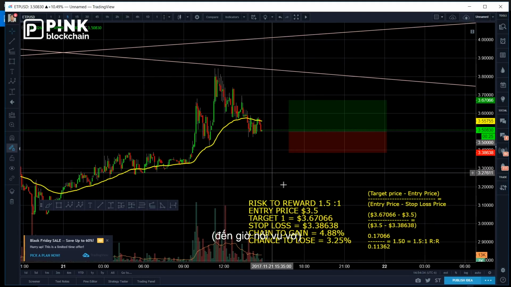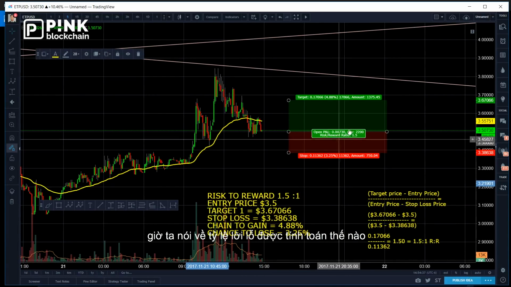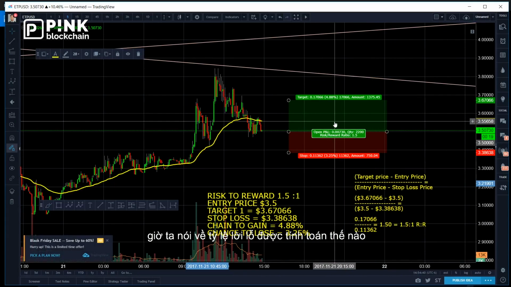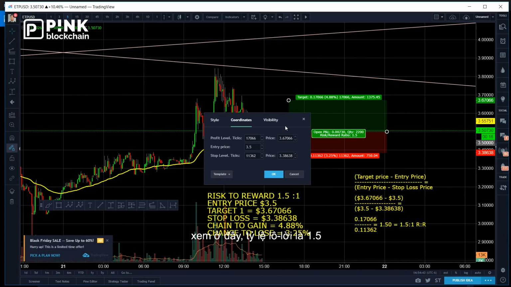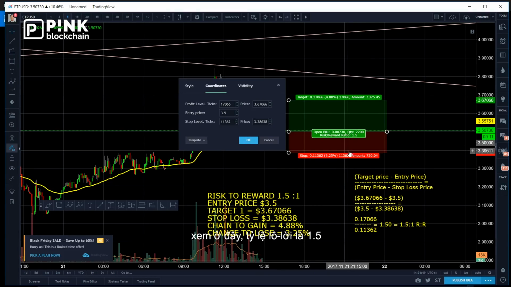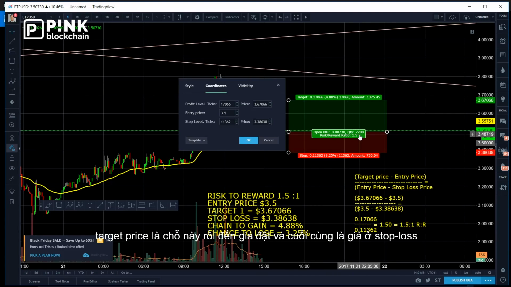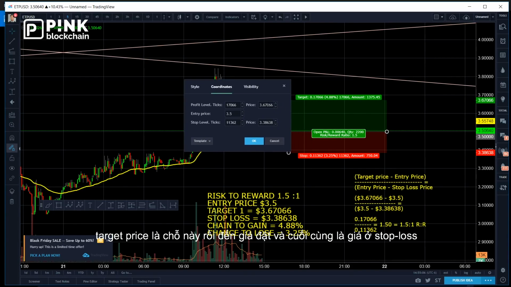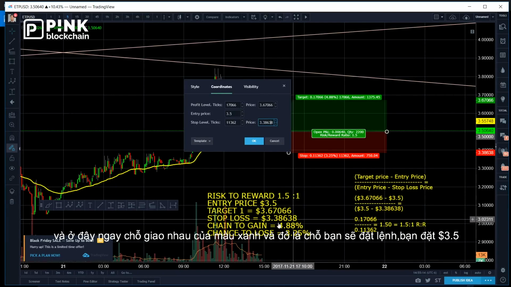Anyways, so we're going to talk about how risk to reward is calculated, okay? So we're going to take a look at some stuff here. I'm just going to write it down. So what you guys notice here, it says the risk to reward is 1.5, right? The entry price is right here, profit level ticks. Sorry, that's your target price right there. 3.6, you can see it here, 3.67. If you double clicked on here, you can also see it here, 3.607. This is your entry price, and this is your stop loss, okay? And all those numbers I also wrote here as well.